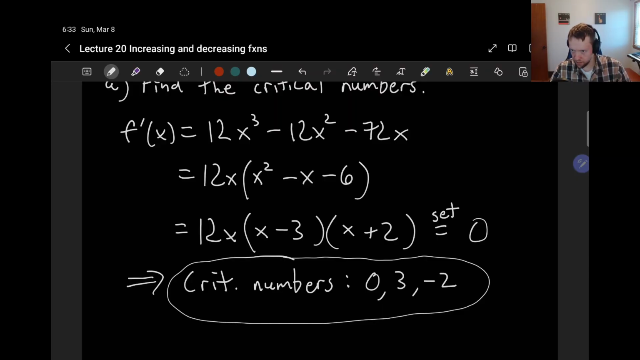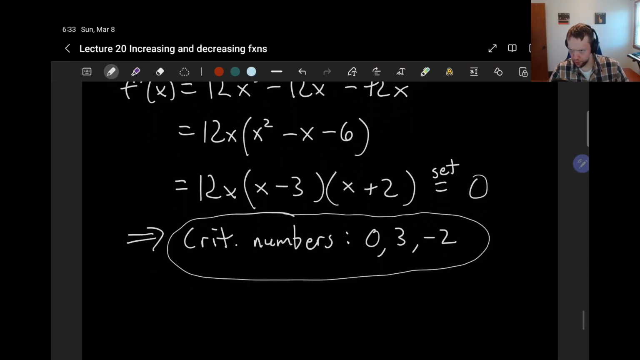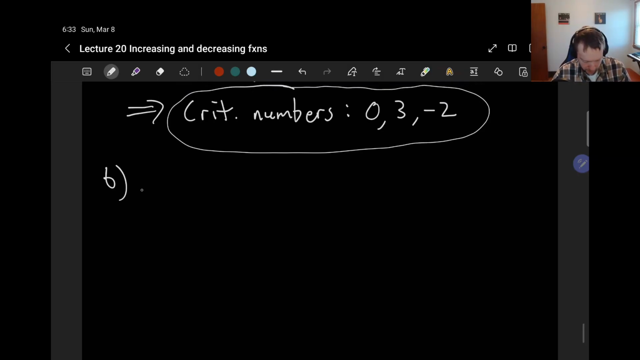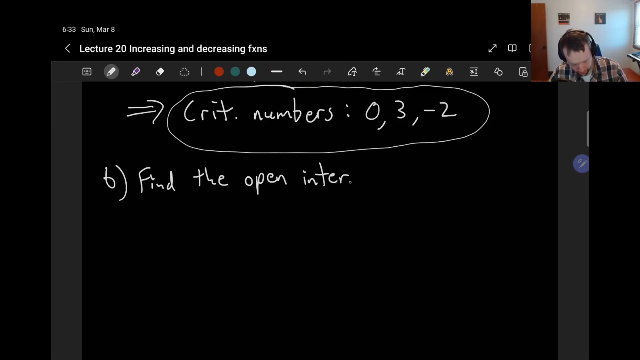Now, I haven't really mentioned the point yet. And what's the point of finding these critical numbers? They make it much easier for you to determine where the function is increasing or decreasing. Let's just focus on increasing for this problem. Part B. We want to find the open intervals where f of x is increasing.